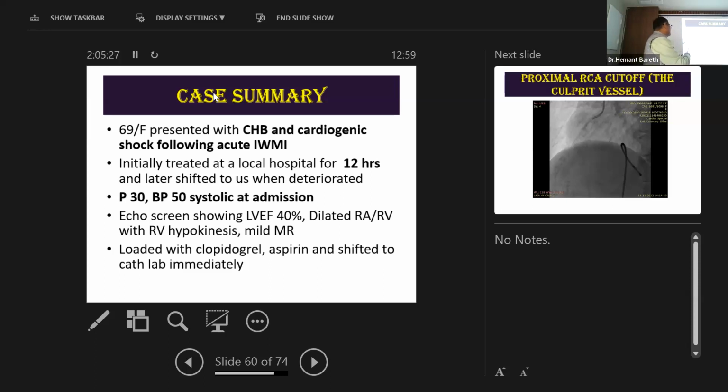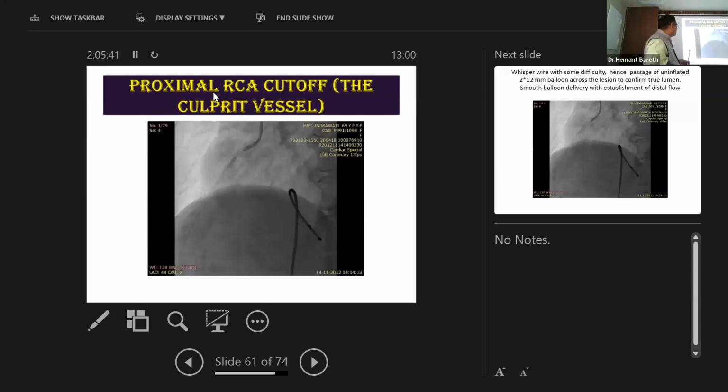As you can see, blood pressure is 50 systolic. Complete heart block present, pulse rate of 30. This is the situation. I think it is not running, but there was a thrombotic cutoff here. You see in RCA.